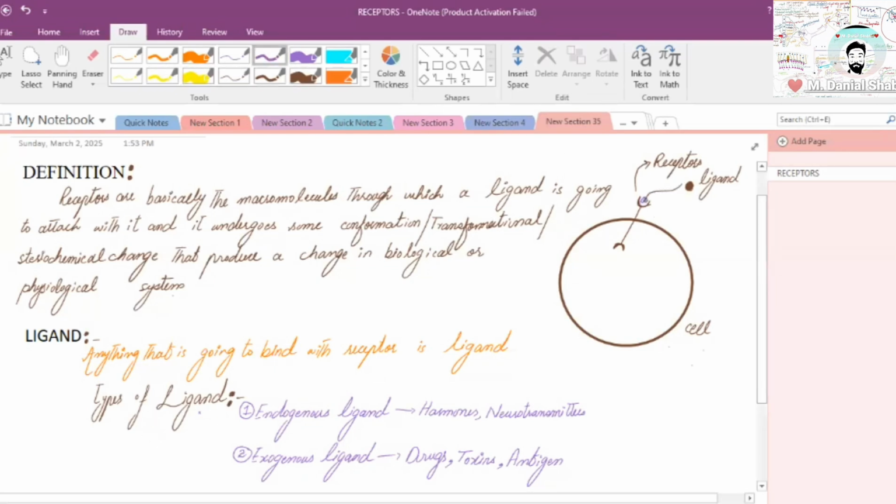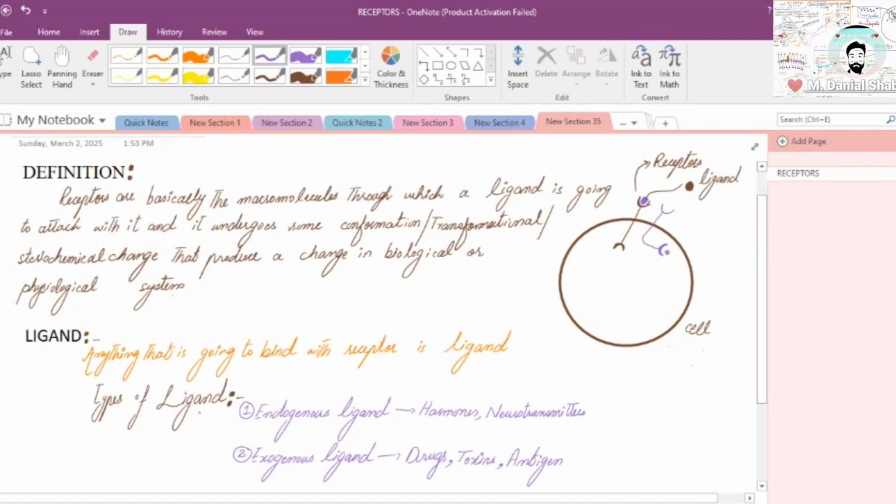Like this, and this receptor will undergo some conformational change that I have just told you people about. You people have understood conformational, stereochemical, or transformational change. This ligand is going to attach with the receptor, and this receptor will undergo some conformational change, and that conformational change might be like this. The shape of the receptor will change. First the receptor was in a straight line. Now the structure of the receptor has been changed. So now a stereochemical change has come to the receptor.